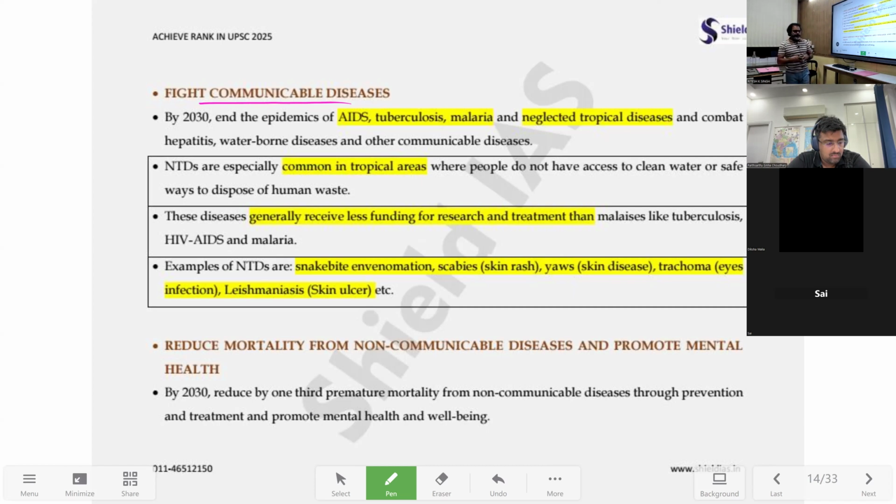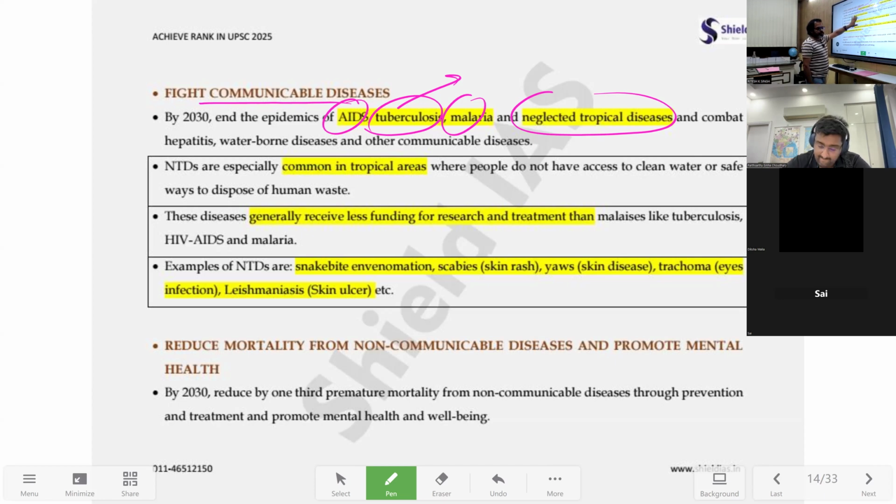For example, HIV/AIDS and tuberculosis. India is still the major country having the maximum number of TB cases and the maximum number of deaths across the world. Malaria and NTDs are also being noticed now. Neglected tropical diseases: why are they called neglected?